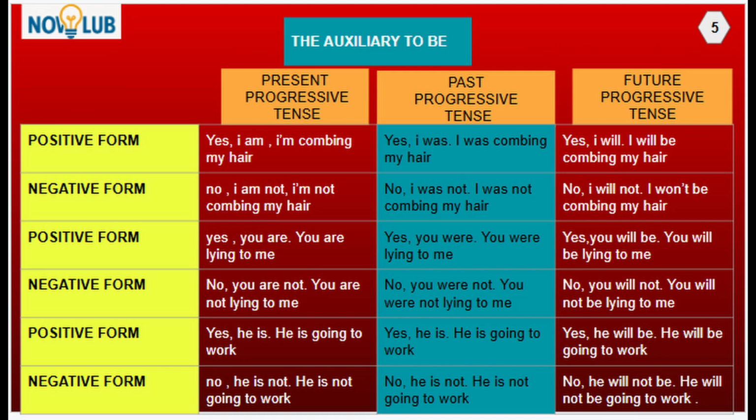In negative form, present progressive, we will say, "No, I am not. I am not combing my hair." "No, I was not. I was not combing my hair." "No, I will not. I won't be combing my hair," and so on.